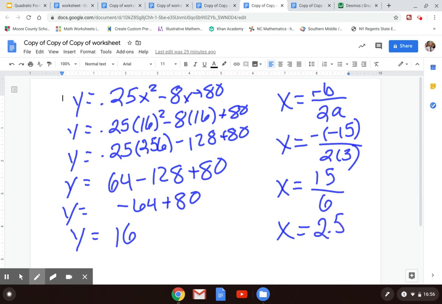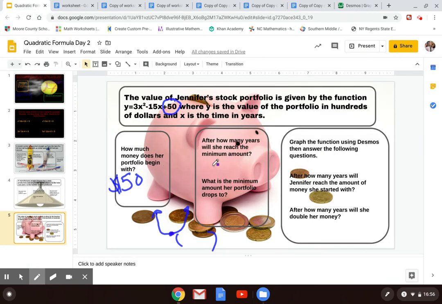Now remember, when we look at 2.5, we were finding time in years. So after how many years do we reach the minimum amount? We're going to write here 2.5 years. Or 2.5 years, she'll reach the minimum amount. So my x value for this ordered pair is 2.5. Now I'm looking for the y. What is the minimum amount her portfolio drops to? So now I'm looking for that dollar figure, or what y is going to be when x is 2.5, or how much money she is going to have after 2.5 years based upon this model.